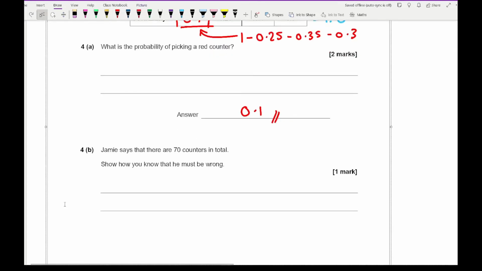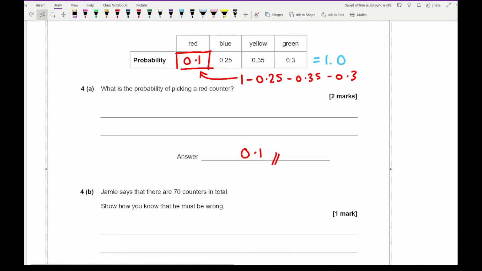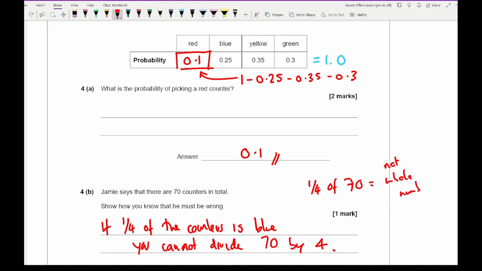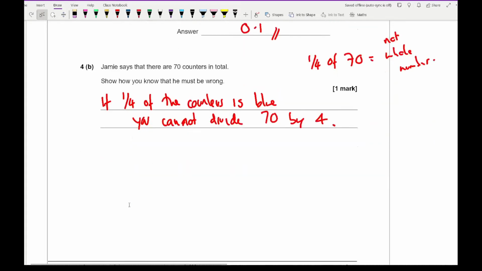It then says that Jamie says that there are 70 counters in total. Show how you know he must be wrong. Now, again, a couple of explanations for this, but just try and have the numbers on the scale. So he must be wrong in terms of there being 70. One of the reasons is because if a quarter of the counters is blue, you cannot divide 70 by 4. So basically you can't do a quarter of 70 and end up with a whole number. Something along those lines in your explanation will be enough for that single mark.